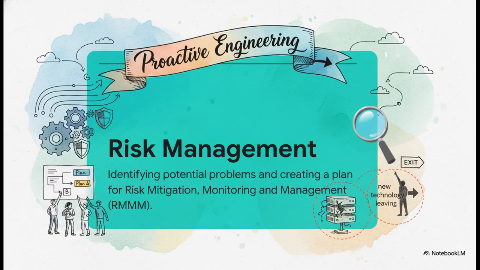You know, great engineering isn't just about reacting to problems, it's about getting ahead of them. That's what risk management is all about. Teams sit down and identify everything that could possibly go wrong, and then they make a plan for risk mitigation, monitoring, and management. Basically, how are we going to reduce the risk? How will we watch for it? And what's our plan if it actually happens? It's about having a plan B before you even need one.